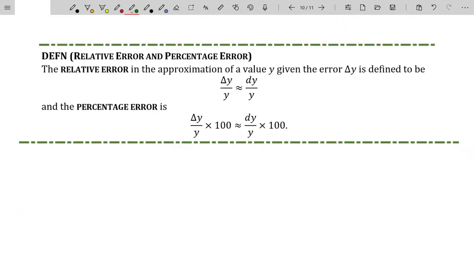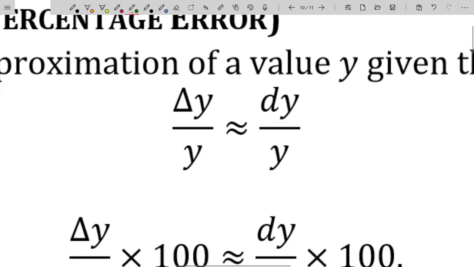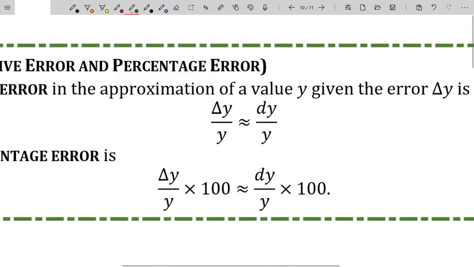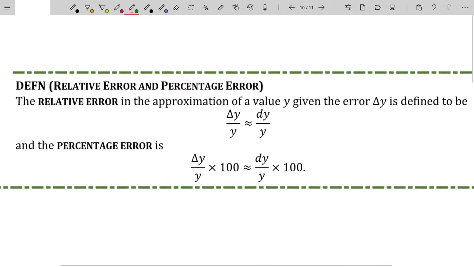Now, as we go into an application, it's important for us to talk about error, because you're approximating a change in output, and that can lead to some type of error. So the relative error in an approximation of a y value, given the error delta y, is defined to be delta y over y. But because delta y is approximately dy, delta y over y is approximately dy over y. And the percentage error just multiplies that by 100.